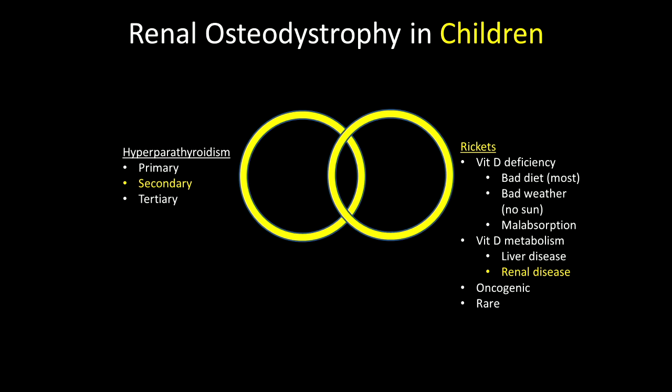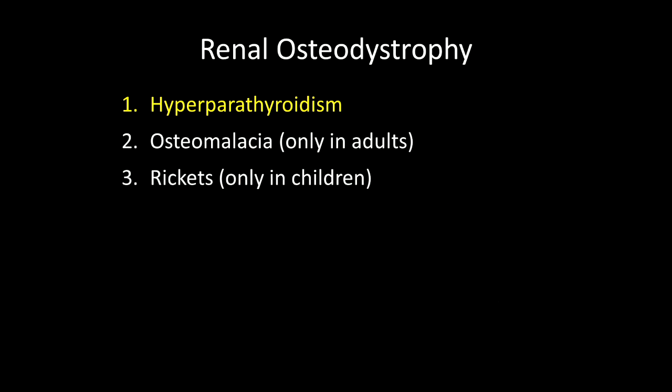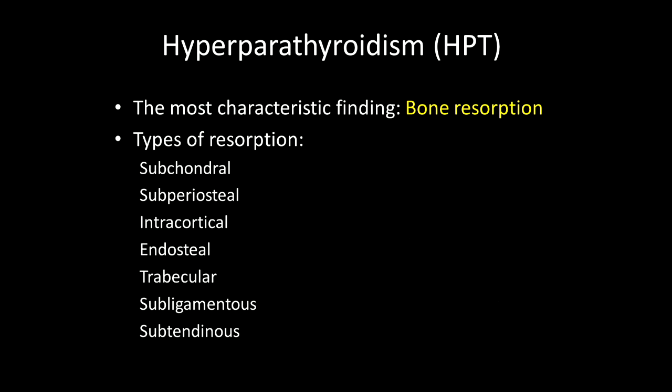The same thing in children. Although the hyperparathyroidism in renal osteodystrophy in children is secondary, primary and tertiary findings will be similar. And although renal disease in rickets is just one of the causes, along with many others, once you make the observation of the findings, you'll be able to generate a differential. So let's start with hyperparathyroidism and look at what the imaging findings are.